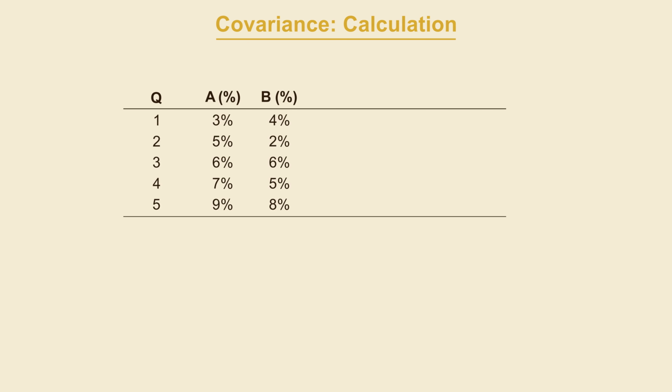Consider two equity holdings, holding A and holding B. Over 5 quarters, their returns look like this. Holding A came in at 3%, 5%, 6%, 7%, and then 9%, and holding B came in at 4, 2, 6, 5, and 8%. Step 1. Find the mean of each series. For holding A, those 5 returns averaged to 6%, and for holding B, they averaged to 5%.